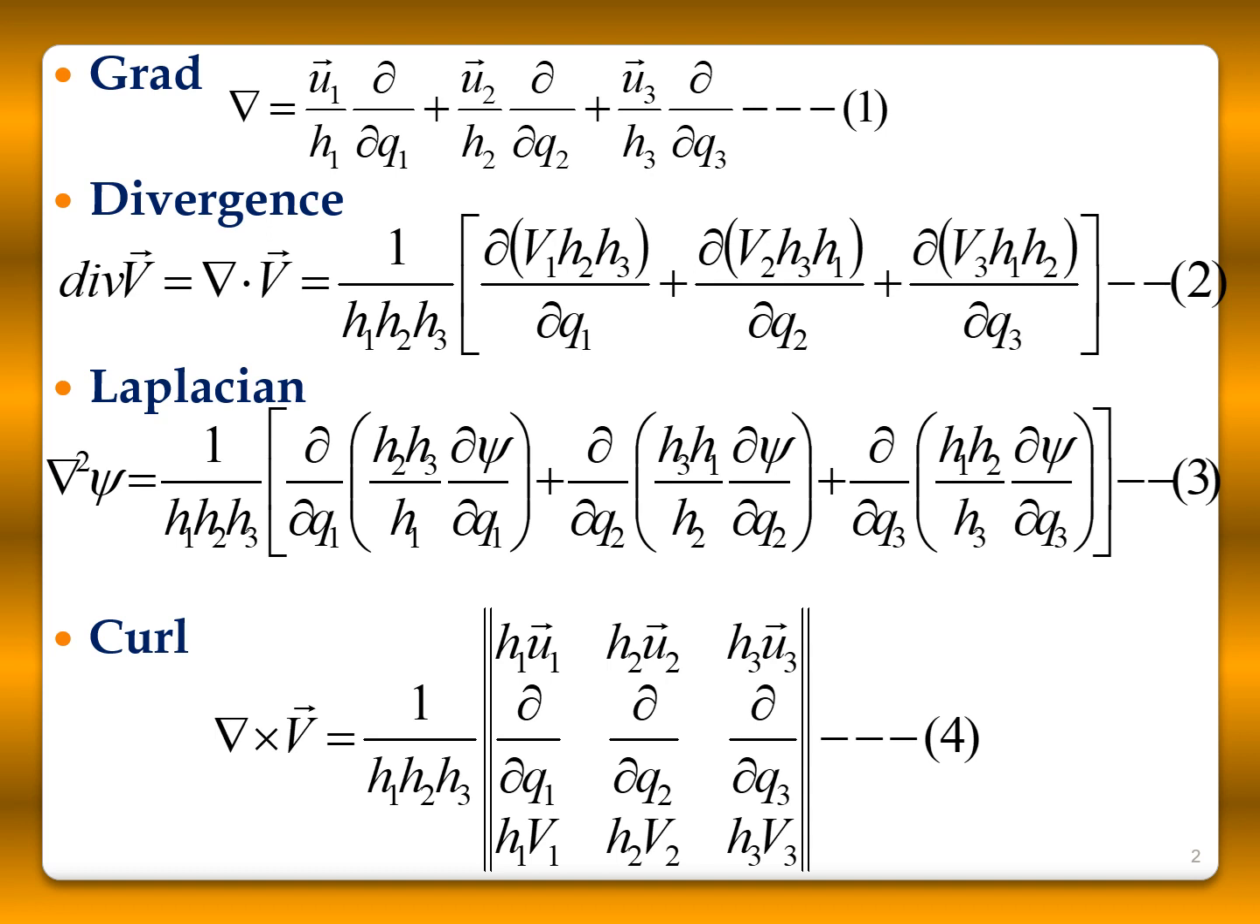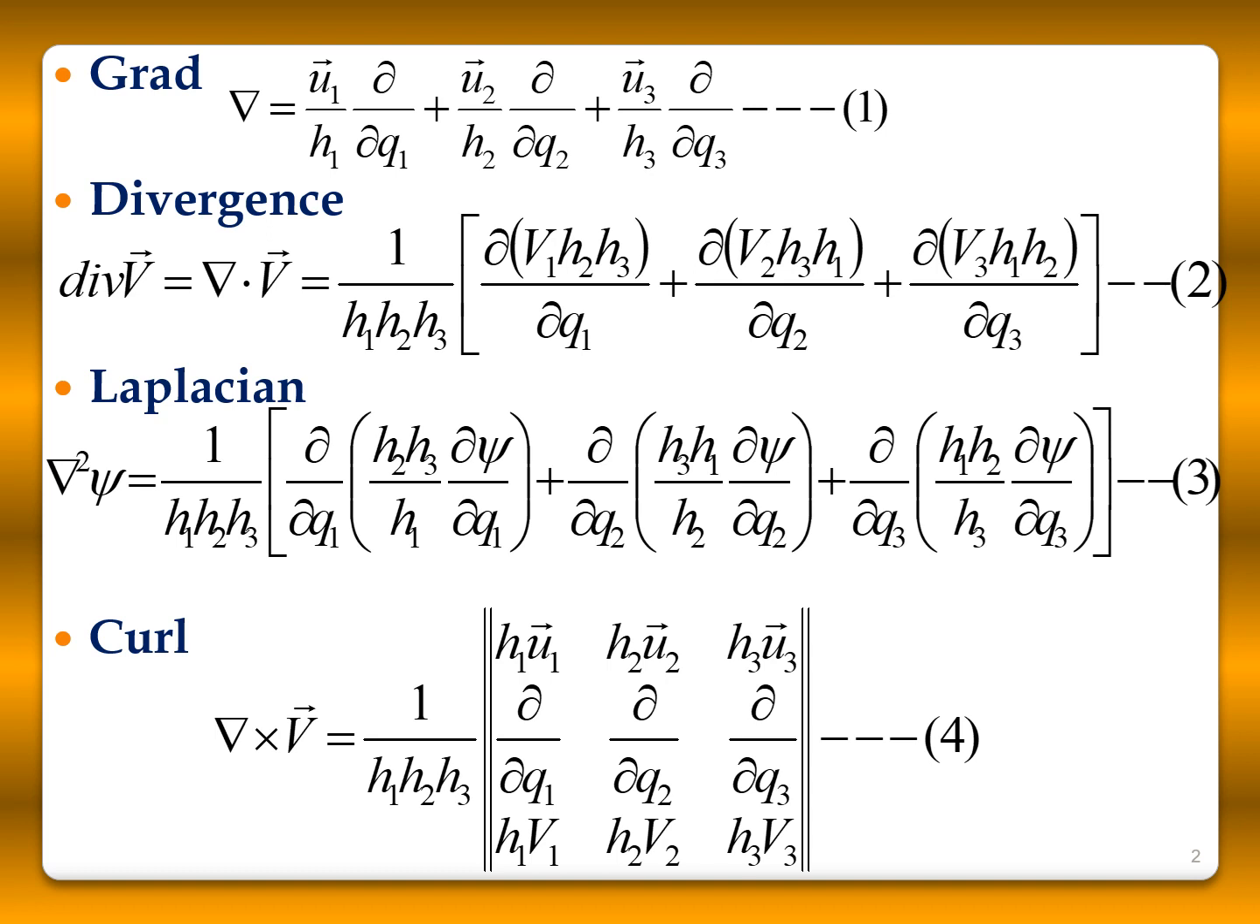And the Laplacian del squared psi is equal to 1 by h1 h2 h3 times dou by dou q1 of h2 h3 dou psi by h1 dou q1 plus dou by dou q2 of h3 h1 divided by h2 dou psi by dou q2 plus dou by dou q3 of h1 h2 by h3 dou psi by dou q3.